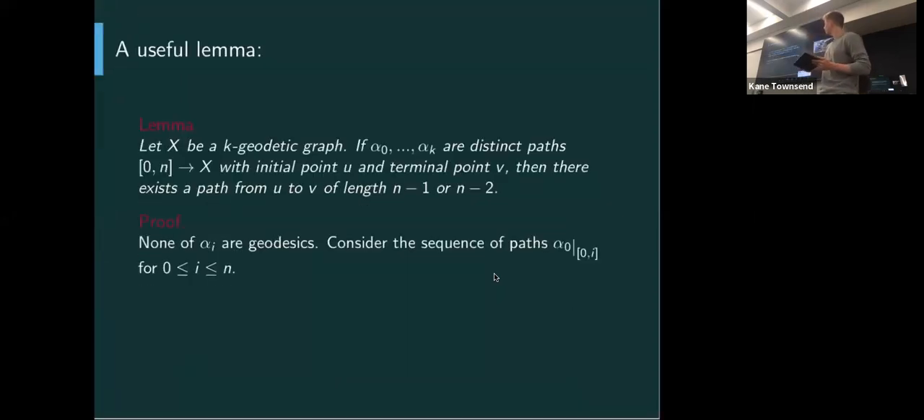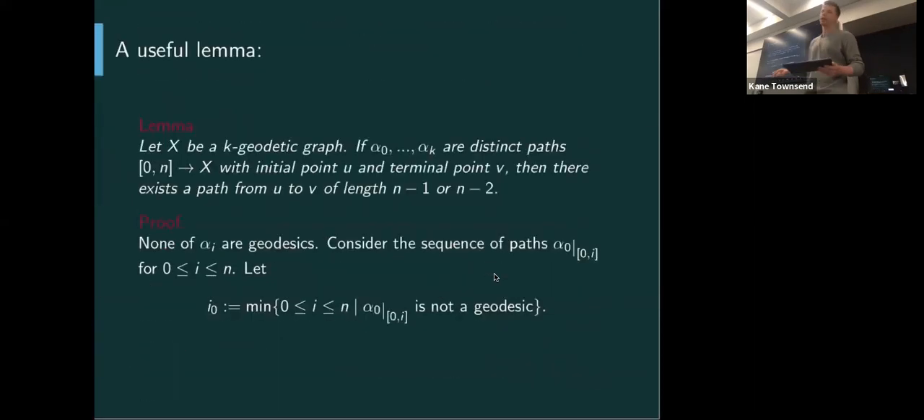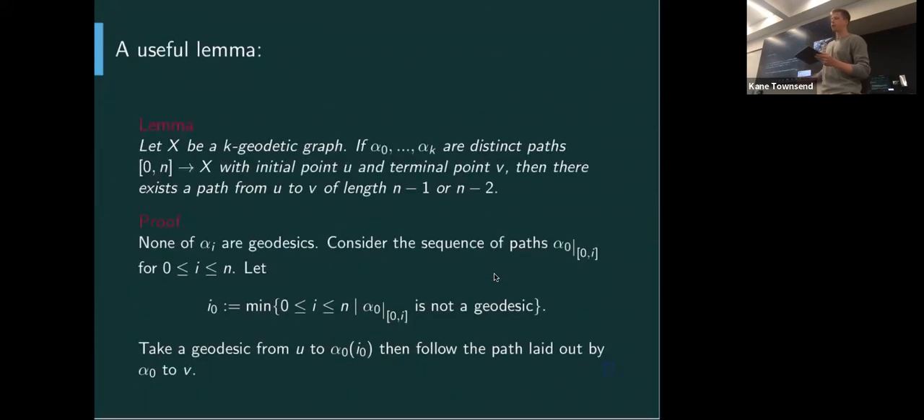Prove this, then it's clear that none of these alphas are geodesics because there are k plus 1 of them. So what we're going to do is consider one of these paths and, at each step as we're going along, check if it's a geodesic or not. The first time it's not a geodesic, we stop at that point, and then we look for what the real geodesic is from that vertex to where that path is ending. That will give us a path that's either 1 less or 2 less.